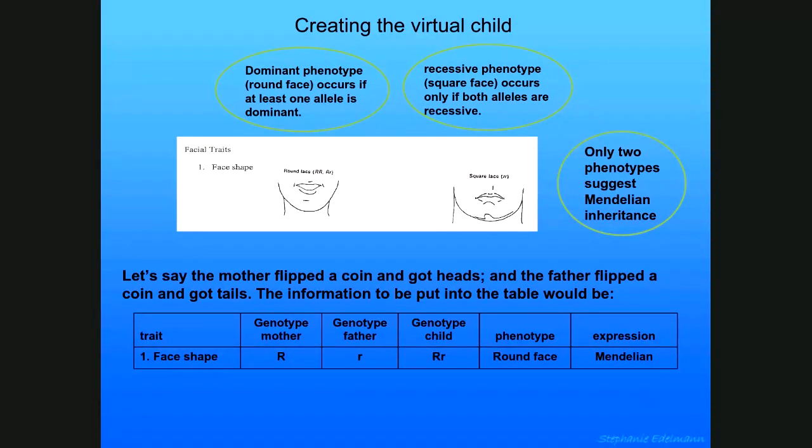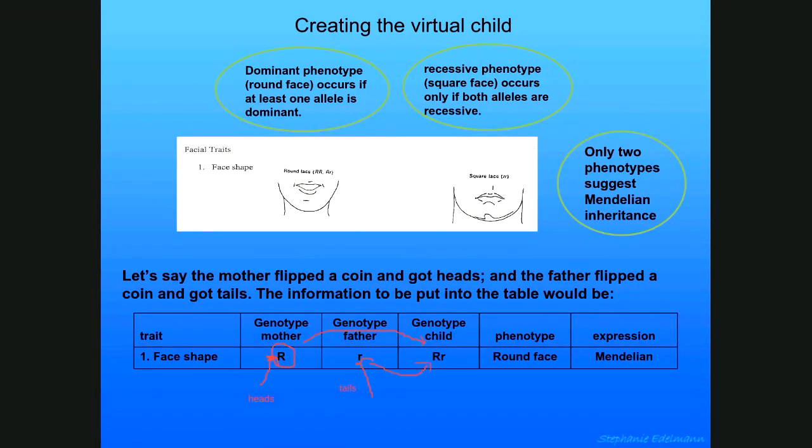So if the mother flips heads and the father flips tails, then you would record this as follows. Because the mother flipped heads, you write in the mother's genotype the capital R. For the father's genotype, because he flipped tails, you write lowercase r. The genotype of the child, you simply combine both of those together. So the child is big R, little r.